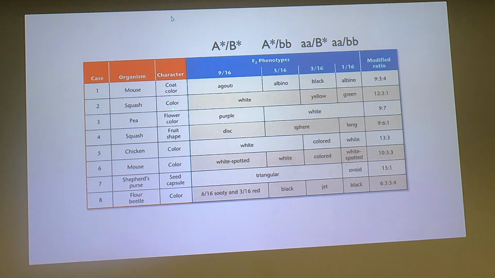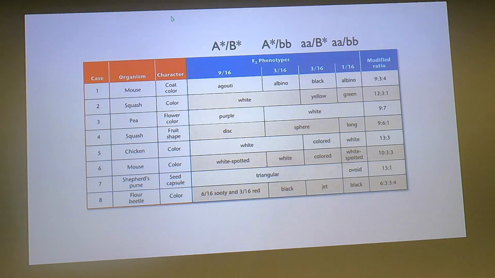Okay, let's do the next one. Squash. Yeah, you've seen lots of funny looking squash, haven't you? You just go down to Willie's. You always have weird looking squash down there. So we got 12/16 are white, 3/16 are yellow, and 1/16 are green. How do you explain it? Yes? When the A locus is dominant, you get the wild type. It doesn't matter what B is, but when A is recessive, B is responsible for the pigment, and then that depends on whether or not it is dominant or recessive.